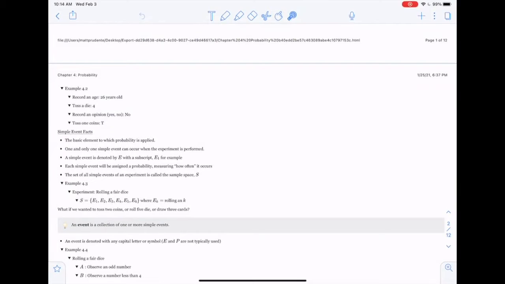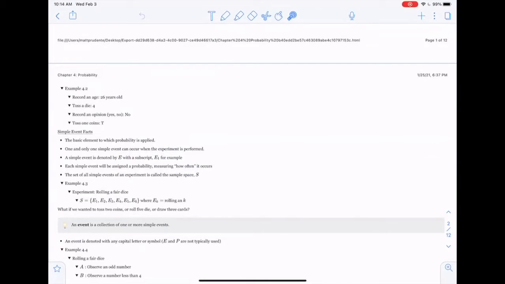We denote simple events typically by the letter E with subscripts for counting. So E1 might be the first simple event, E2 would be the second, and so on. And each simple event we get is assigned some sort of probability that measures how often. The set of all of these simple events of an experiment is what we call the sample space, S.